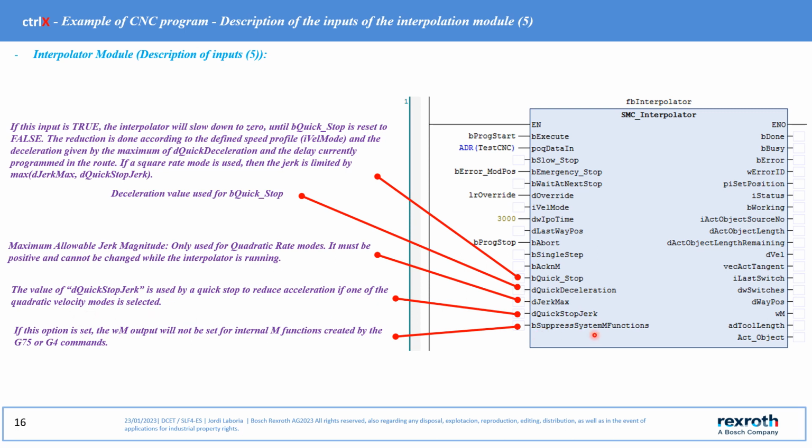B suppress system M function. If this option is set, the M output will not be set for internal M functions created by the G75 or G4 commands.